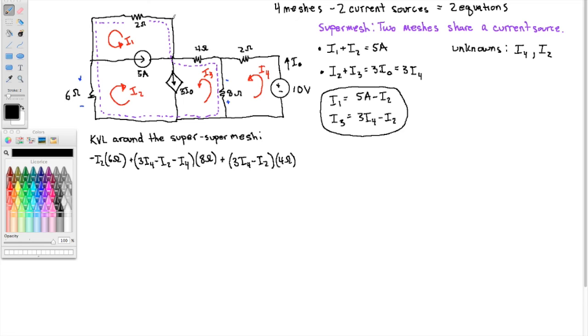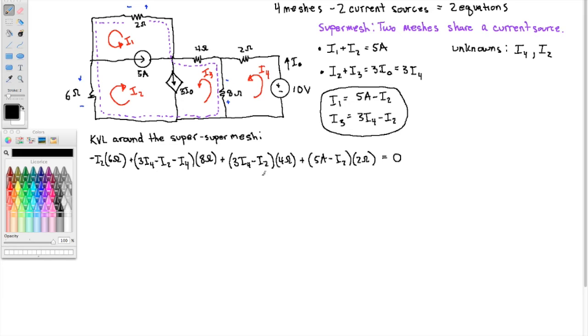That puts me here. Last, I have the 2 ohm resistor that's in the direction of I1. The drop is in the direction of I1. So that's plus I1 times 2 ohms. But I'm not going to write I1. I'm going to use 5 amps minus I2 times the 2 ohms. And I'm back to where I started, so that all equals 0.